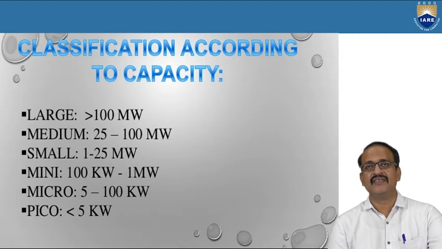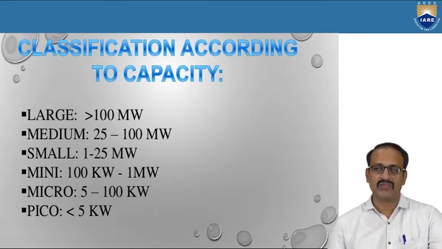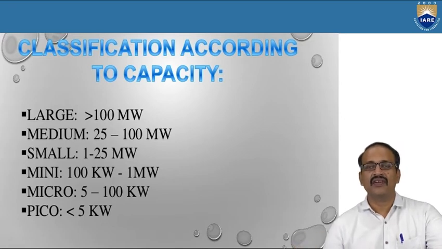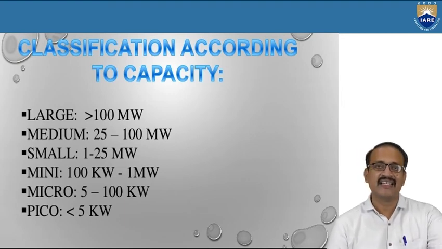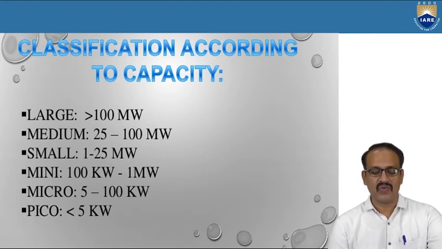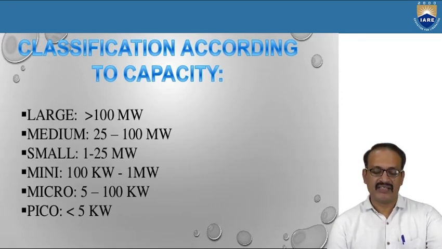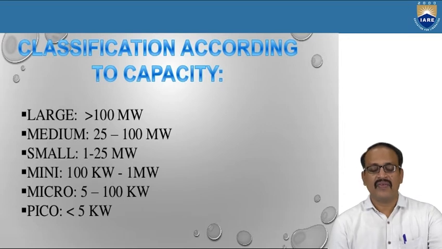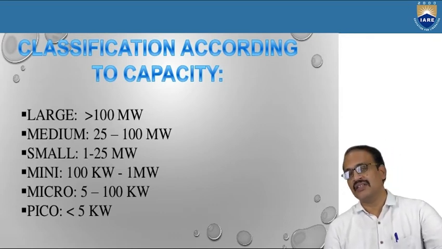So if it is able to produce more than 100 megawatts, based on the capacity, we can say it is a large dam. Based on the medium, from 25 to 100 megawatts it is medium, and from 1 to 25 it is small, and from 100 kilowatts to 1 megawatt it is mini, and 5 to 100 kilowatts it is micro, and less than 5 kilowatts it is pico.